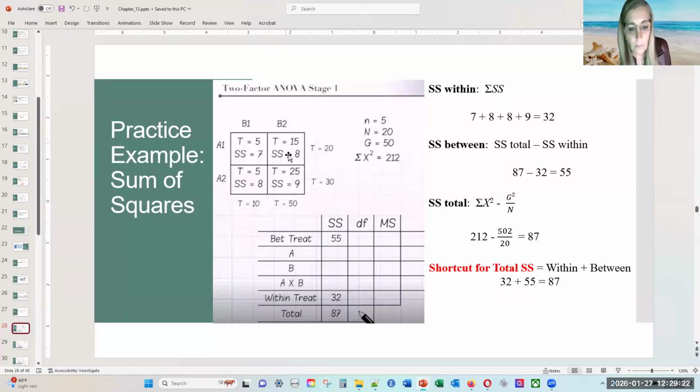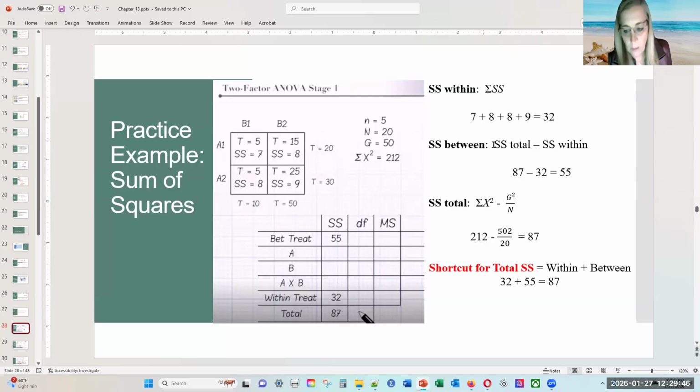So if we look at, we're getting a 7 plus 8 plus 8 plus 9. And you can see they're doing it within each of these squares. Here's the 7 for the sum of squares when you're looking at B1 and A1, and then also for A1 and B2, and so on. And then those are added up, okay?